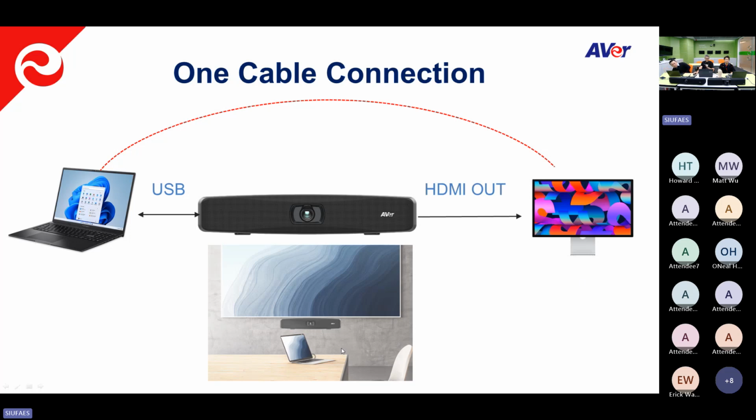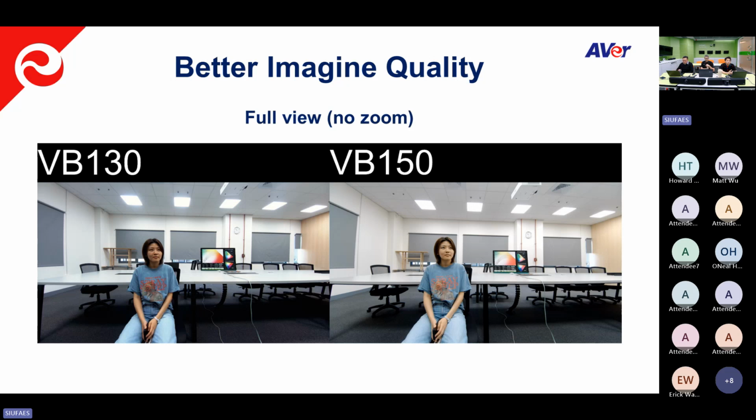In this scenario, we just bring our laptop inside the meeting room and plug the USB cable into our PC. Then we can use the audio and video from the VB150. We can also extend our PC or laptop monitor to the local display, all with one cable connected to your PC. So we call it one cable connection, and also BYOD plug and play. Okay, so this is the first advanced feature here.